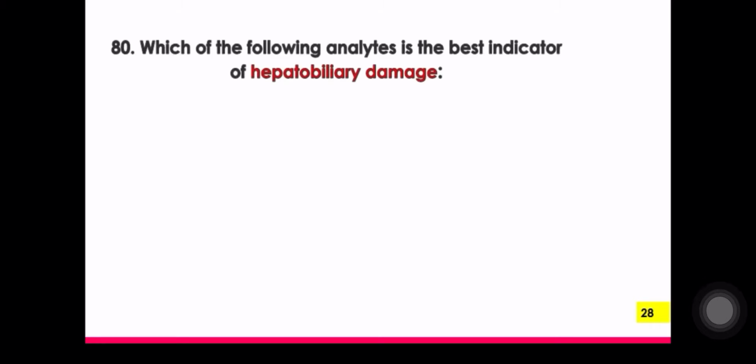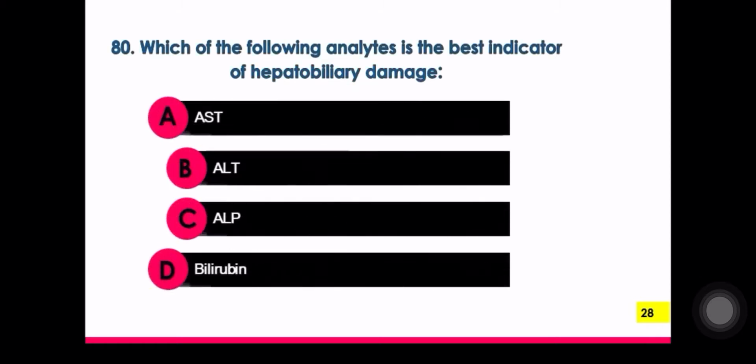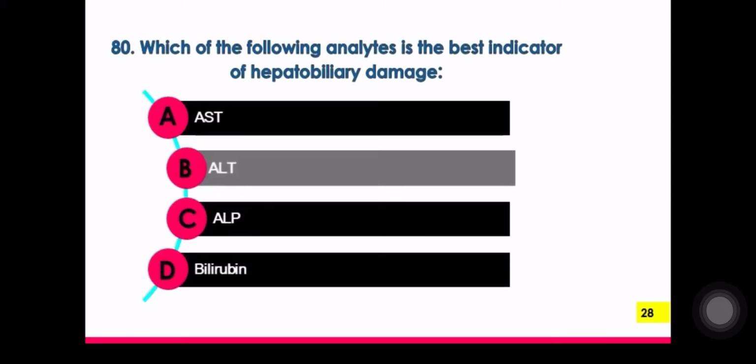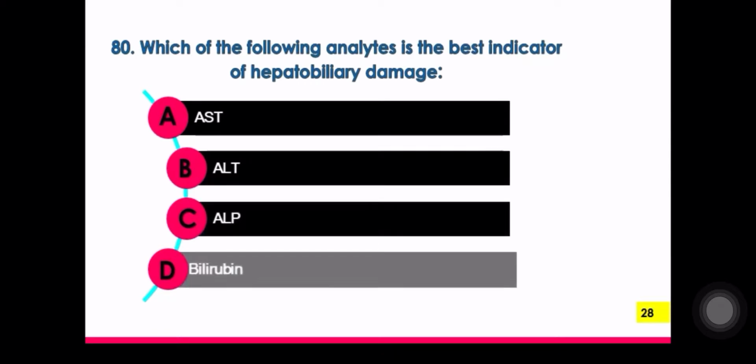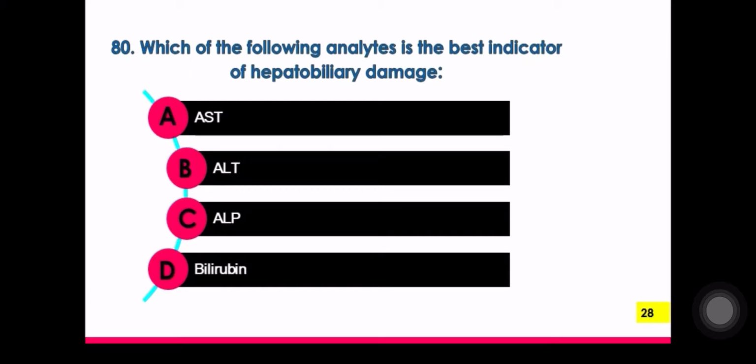Next, which of the following analytes is the best indicator of hepatobiliary damage? Is it letter A, AST, letter B, ALT, letter C, ALP, or letter D, bilirubin? Correct answer is letter C, ALP.